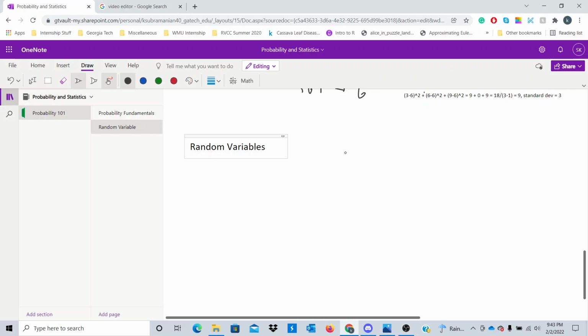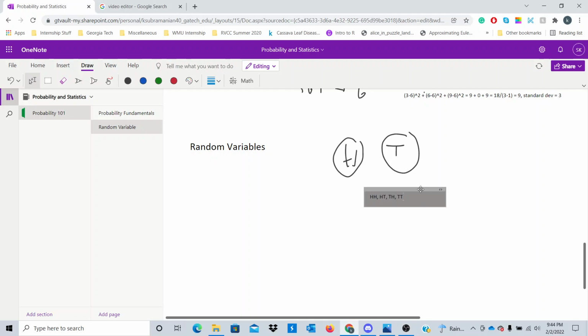For example, let's suppose we have the heads and tails example, and I'm going to toss a coin. I'm going to toss this two-sided coin twice. What are all the outcomes I could get? Well, I can get 2 heads, a head and a tail, a tail and a head, and a tail and a tail, when I toss the two-sided fair coin twice.